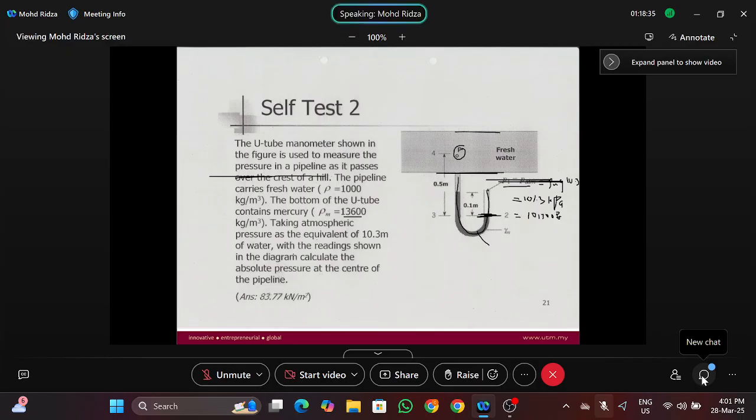With the readings shown in the diagram, take the atmospheric pressure of 101,300, and then you have this reading 0.1 meter here, and then 0.5 meters here. Calculate the absolute pressure at the center of the pipeline. Absolute pressure means that instead of assuming the atmospheric pressure P2 here to be 0 gauge pressure, you cannot assume gauge pressure. You have to assume absolute pressure, 101,300. Okay?